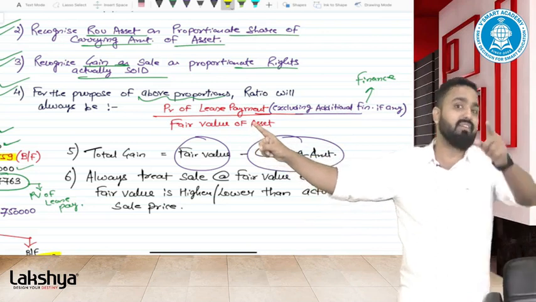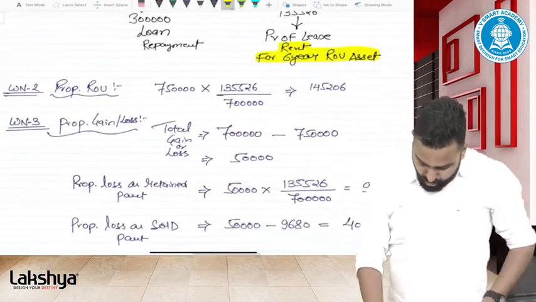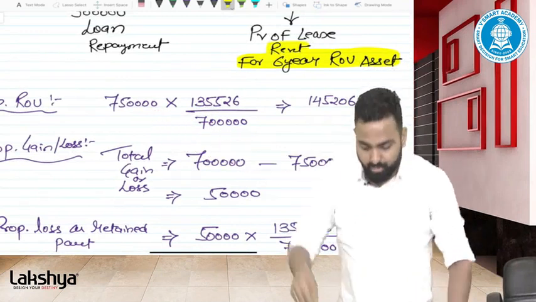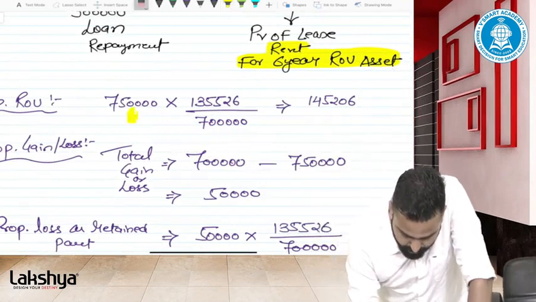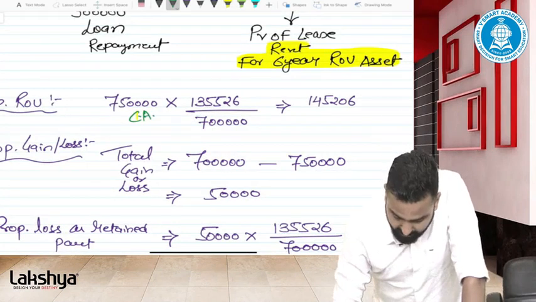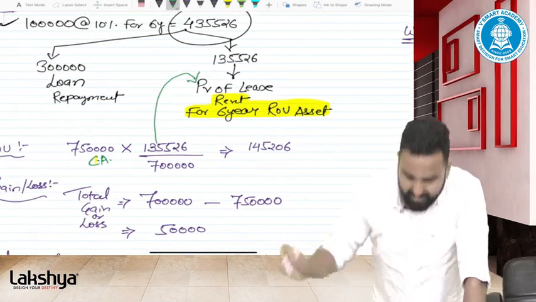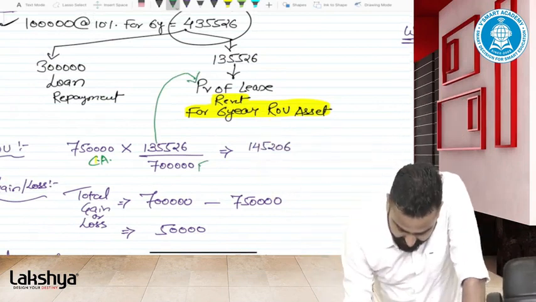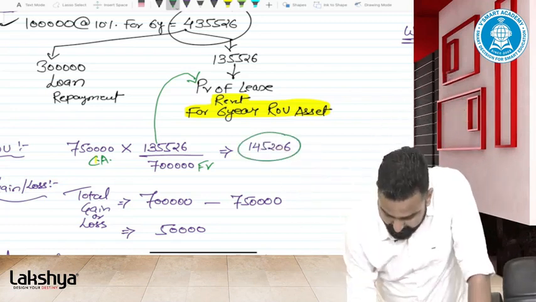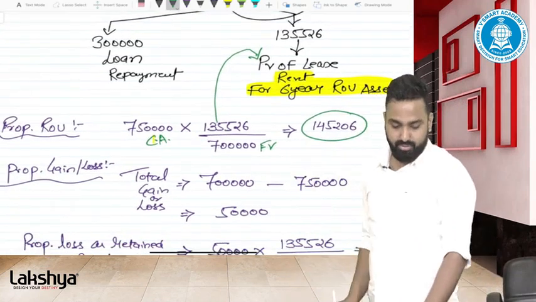And what is the fair value? Fair value is the 7 lakh. So please see this. 750 is the carrying value. 750 is the carrying amount. 135 is the present value of lease rent, and 7 lakh is the fair value. So the ROU should be 1,45,206. The ROU should be 145,206.